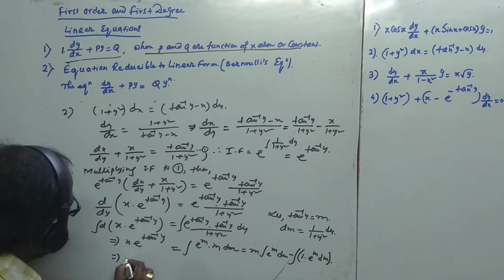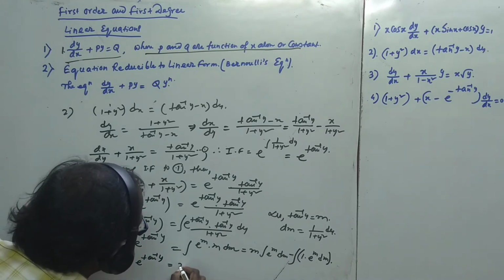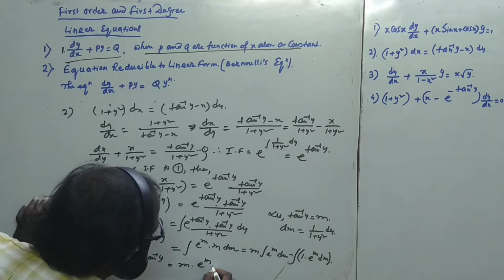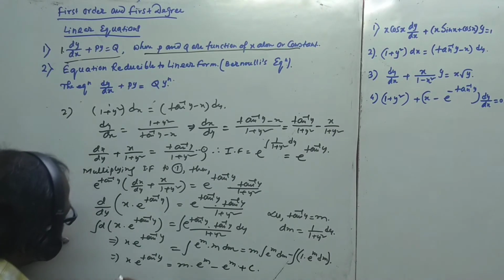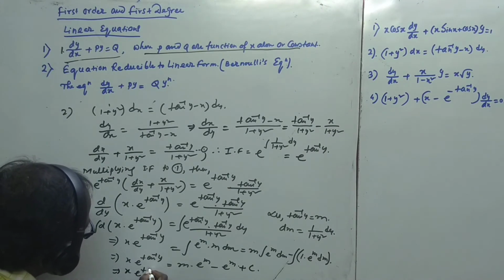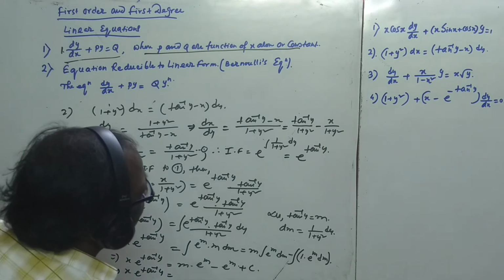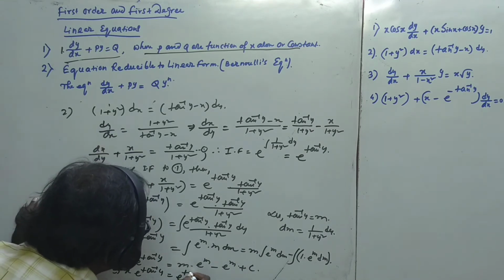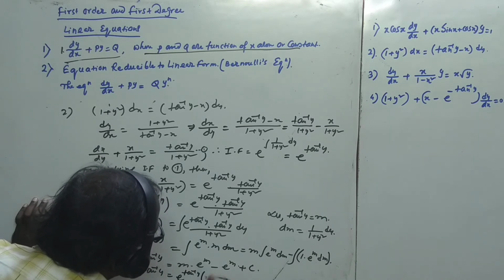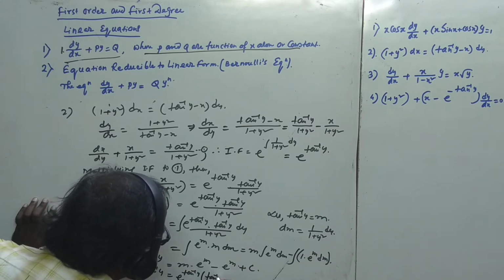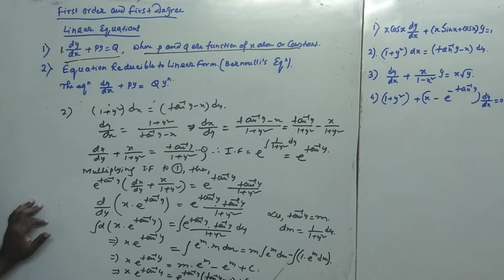So x into e to the power tan inverse y is equal to m into e to the power m minus e to the power m plus c. This is the answer. Taking e to the power m common, with m being tan inverse y, we get tan inverse y minus 1 plus c, divided by this, then we get the answer.